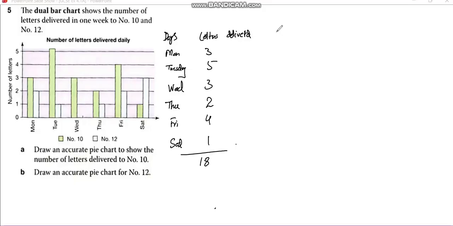Now we have to represent this information in a pie chart, which means we need to convert the information into degrees. Because in a pie chart there are a total of 360 degrees, we need to write the fractions. First we will see what fraction of the letters were delivered on Monday. There were 3 out of 18 letters delivered on Monday. So we multiply by 360 to convert into degrees. This will be 60 degrees.